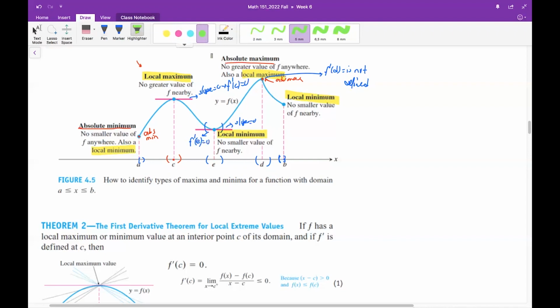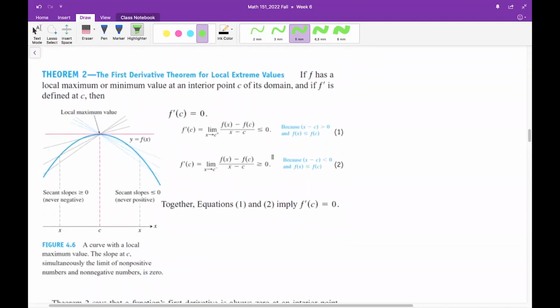So at these local maximum and local minimums, we may either have first derivative 0 or first derivative is not defined. So this is the algebraic way of detecting the points over which local max and minimums occur. Okay, so this is called the first derivative test.